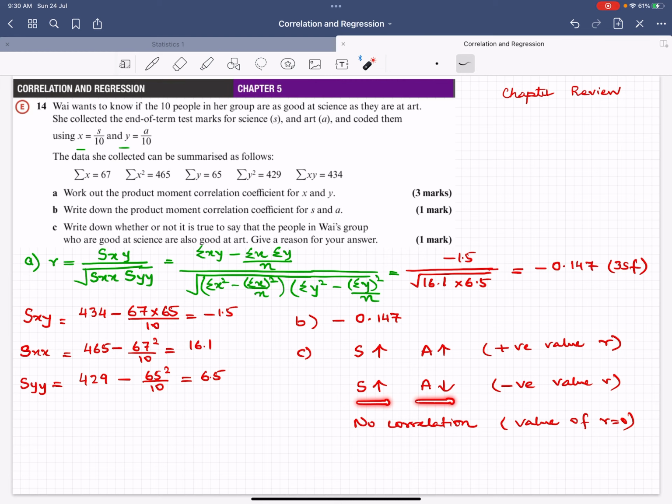But this is not a very strong correlation, as the value, though it is negative, is close to 0. So there is no evidence here to say that those who are good at science are good at art, because for this, the value of R should have been a positive value. Even though it is a negative correlation, it is not very strong because the value of R is close to 0. So there is a very weak correlation between the fact that those who are good at art are not good at science.